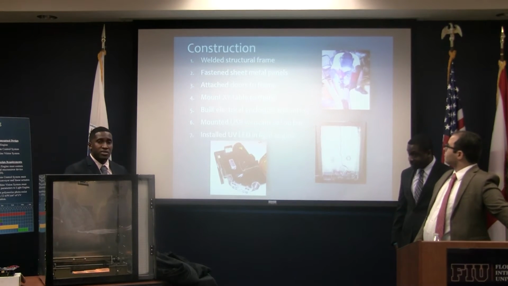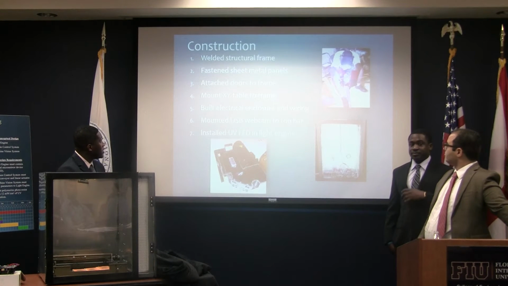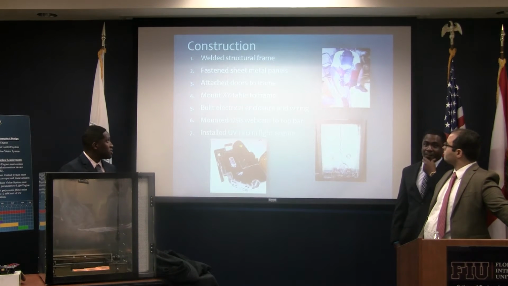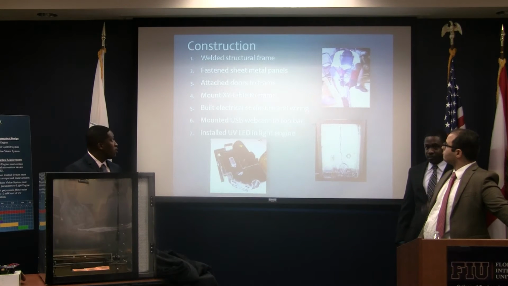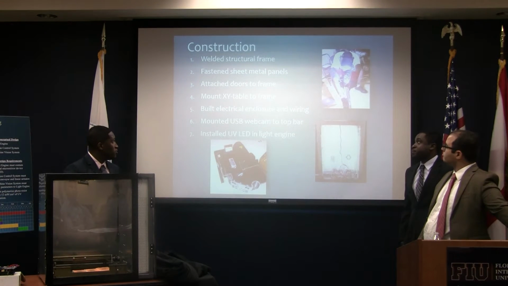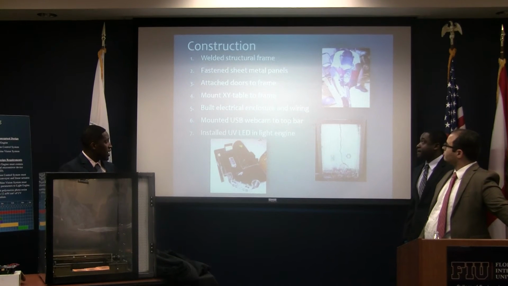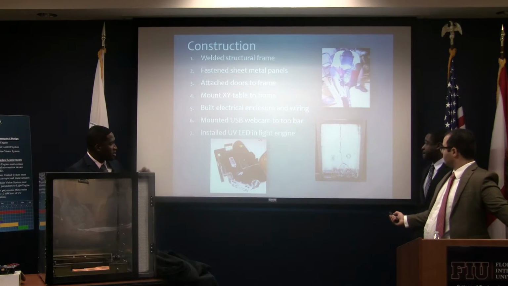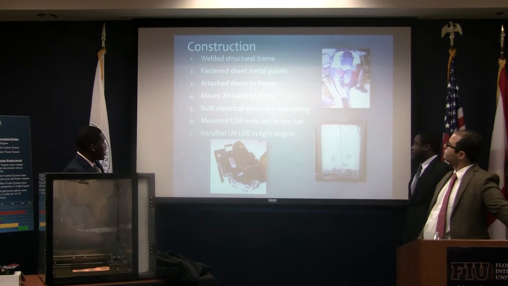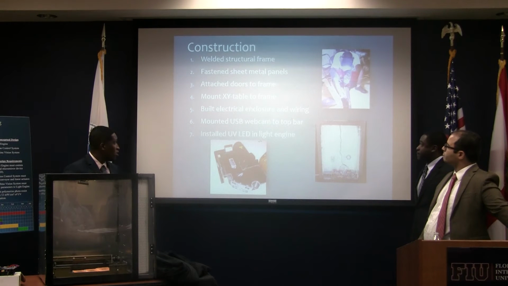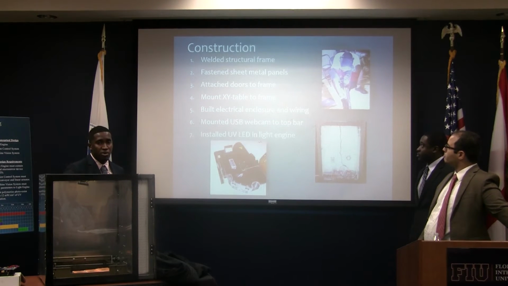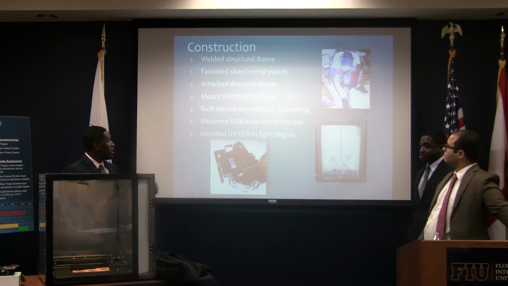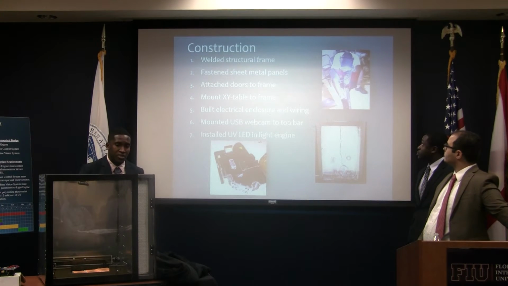And for the construction process, we started first of all by welding the structural frame. We fastened the sheet panels, attached those to the frame. We mounted the XY table to the frame. We built the electrical enclosure, as shown in the picture right here, but without the BeagleBone. And we mounted a USB webcam on top of the board, and we installed a UV LED in the light engine, which is the modification that we made. And the picture on top is Xavier in the beginning process of welding the steel frame.